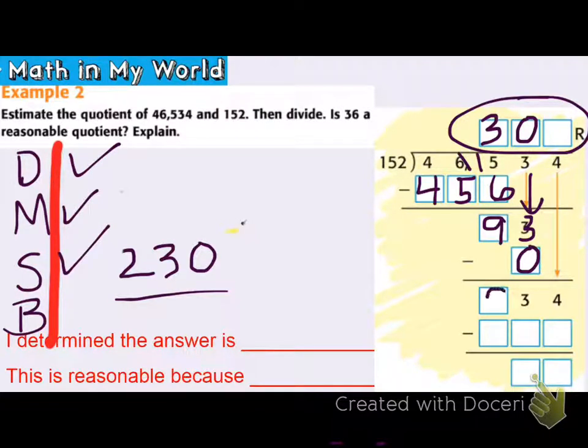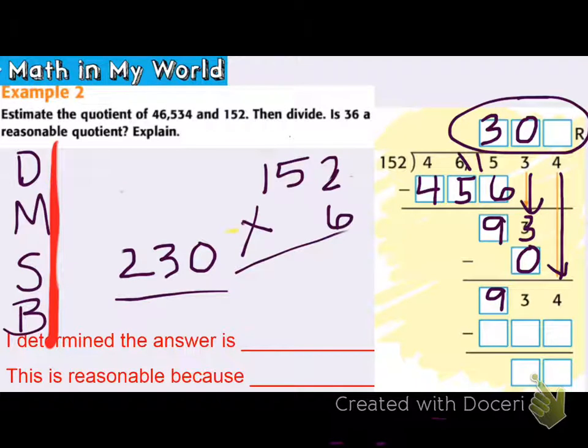Well, there's 93, and I can bring down that 4. So I can cross off bring down. Now I'm trying to figure out, I'm going to go back to divide. How many times will 152 divide into 934? Well, I'm going to divide, and I think 152 will go 6 times.